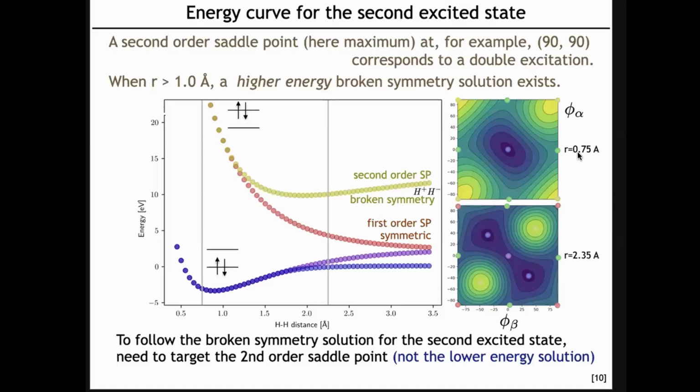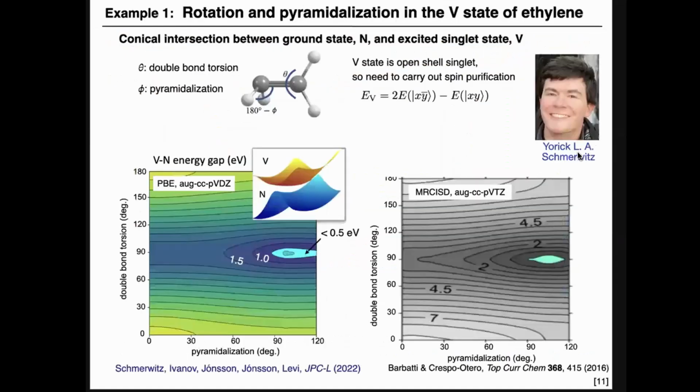So again, it's a key principle to know what saddle point order you should be at when you get your solution. So let's take an example. Let's take the ethylene molecule and start twisting it. And of course, at the same time you twist it, you can pyramidalize one of the carbon atoms. And that's a contour plot here of the energy difference between the ground state and this excited V state.